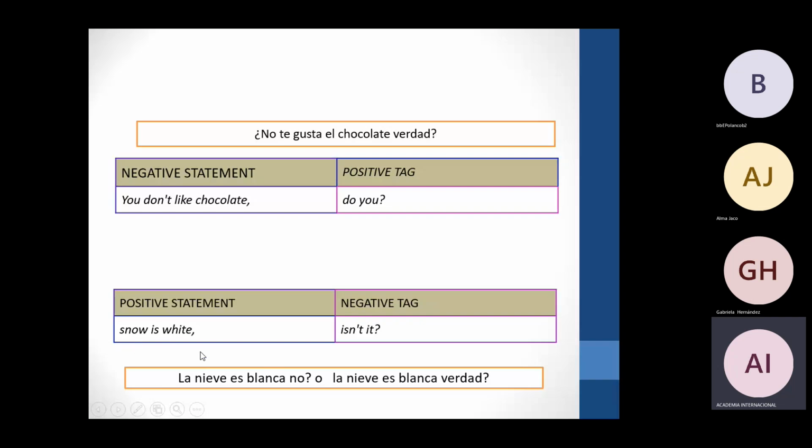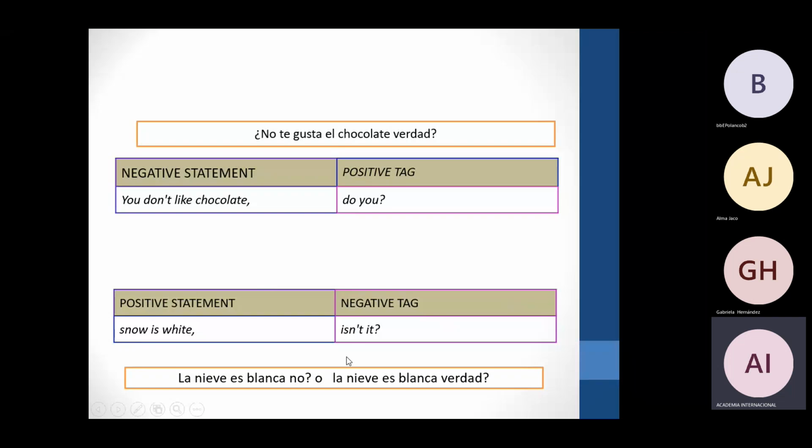Ya lo sé, pero nada más que es como la nieve blanca, ¿no? O la nieve blanca, ¿verdad? Estas preguntas así son para obtener una confirmación de algo. Es como que yo le pregunte a alguien aquí, you don't like chocolate, do you? ¿No te gusta el chocolate, verdad? Es como que, ajá, lo sé, pero nada más quiero confirmar. ¿Se entiende esta de aquí? Esta podría ser un poco confusa.